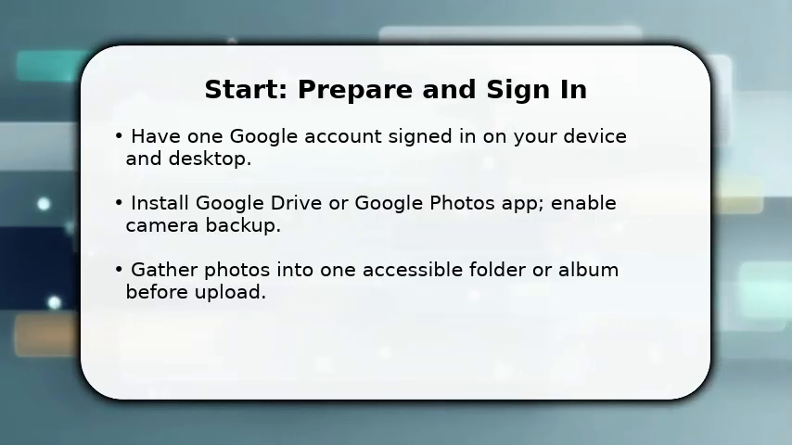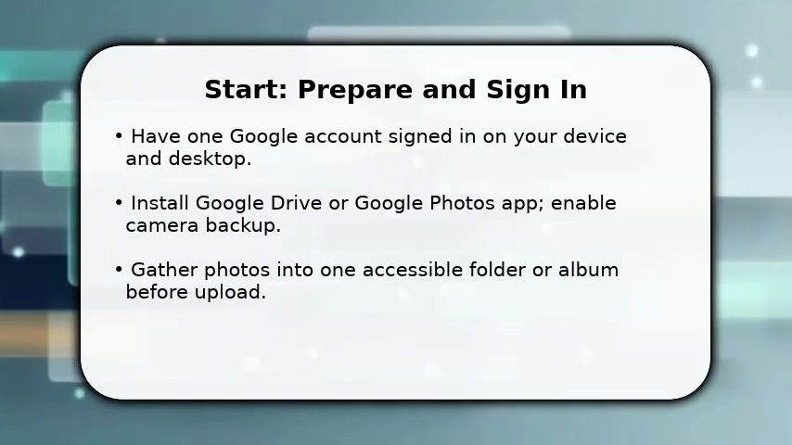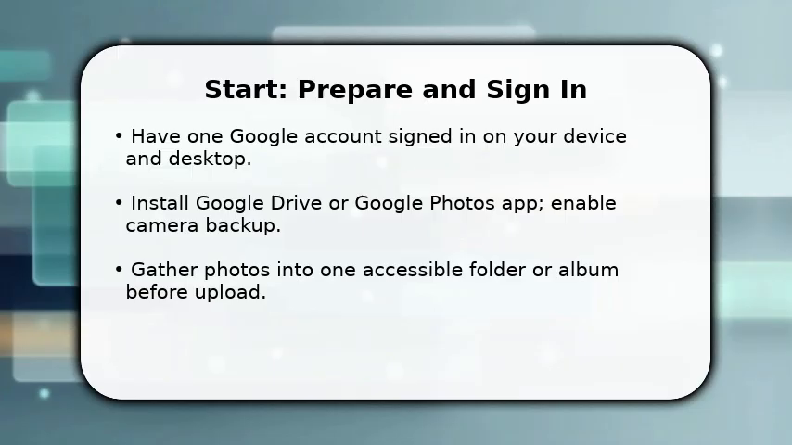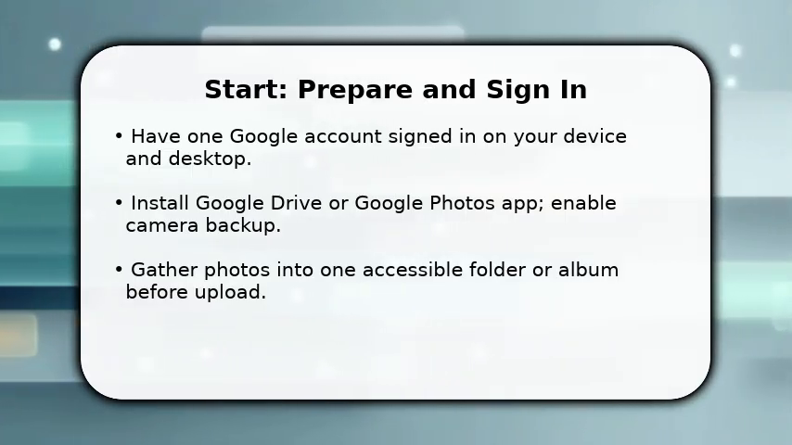You begin by signing into your primary Google account so you control where photos land. Once signed in, install the Google Drive or Google Photos app on phone and open the web drive on a desktop. Make sure camera backup is enabled.